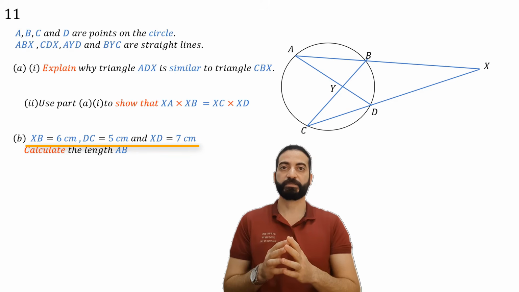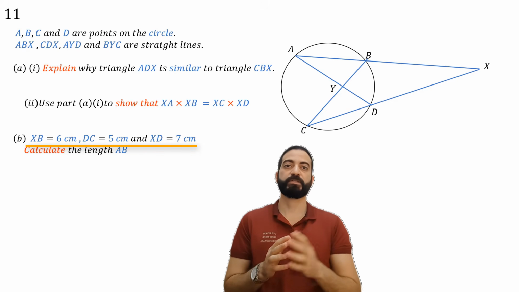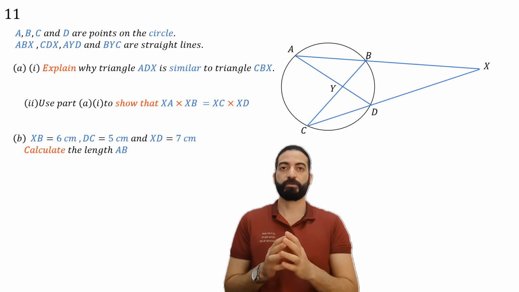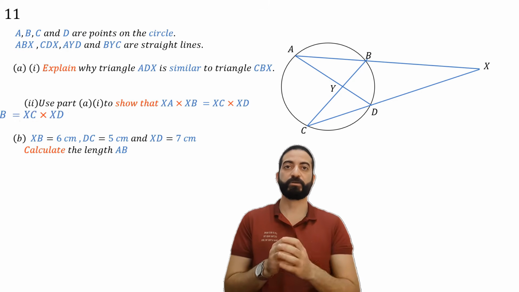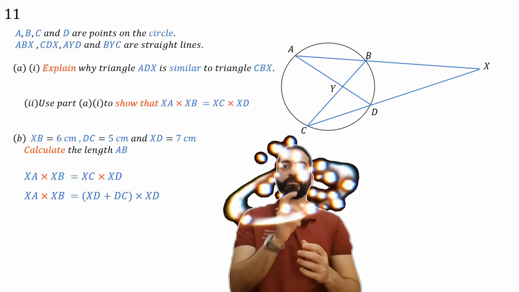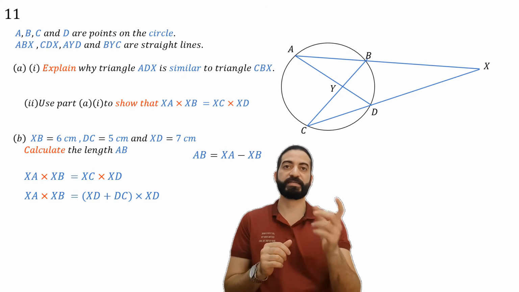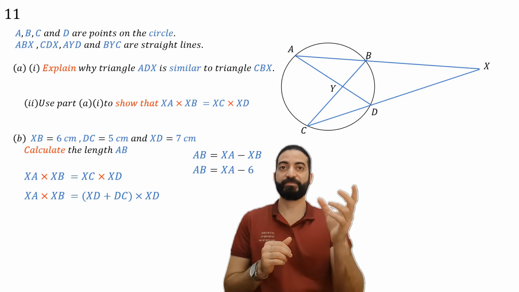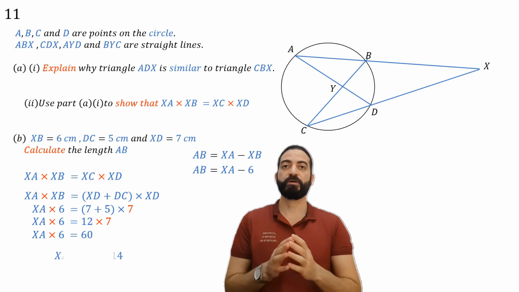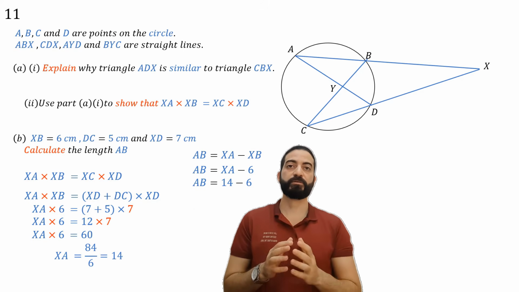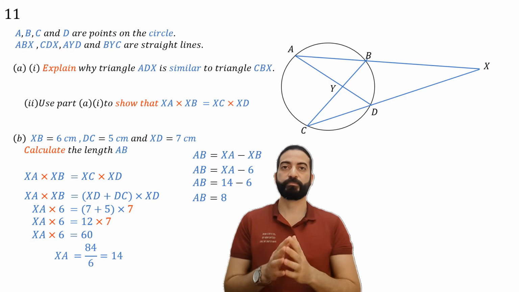XB equals 6 cm, DC equals 5 cm, and XD equals 7 cm. Calculate the length AB. We have in part A, XA times XB equals XC times XD, and we want to know length AB, and AB equals XA minus XB. We have the answer of XB and we can get the answer of XA in this way. Now after we get XA, we put the answer here to get AB. We now move to part C.